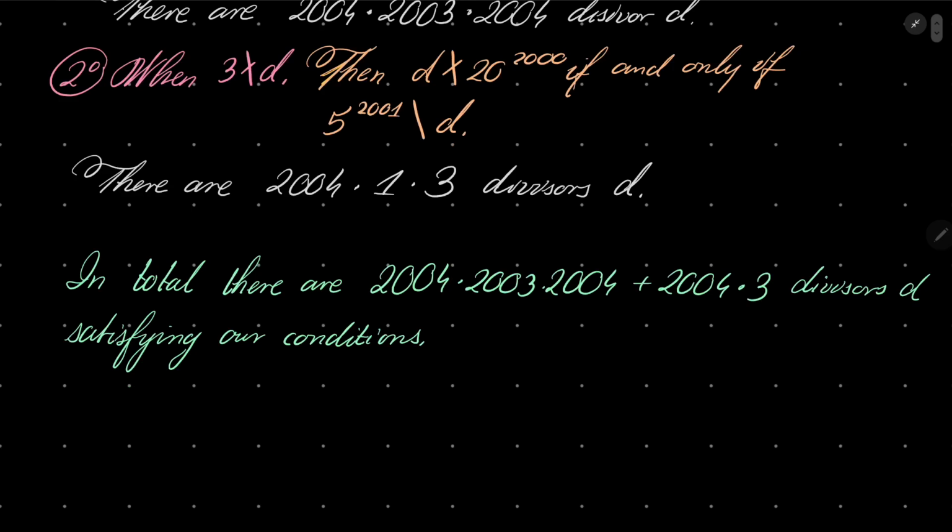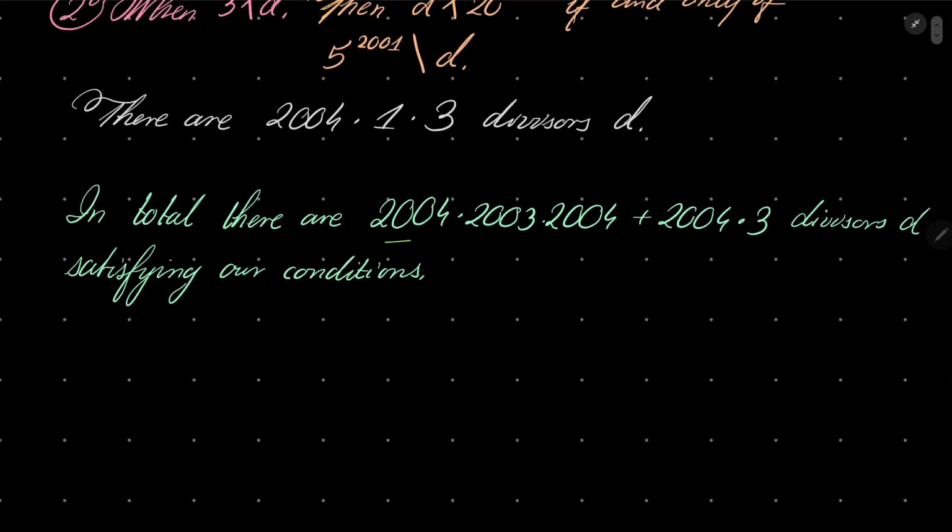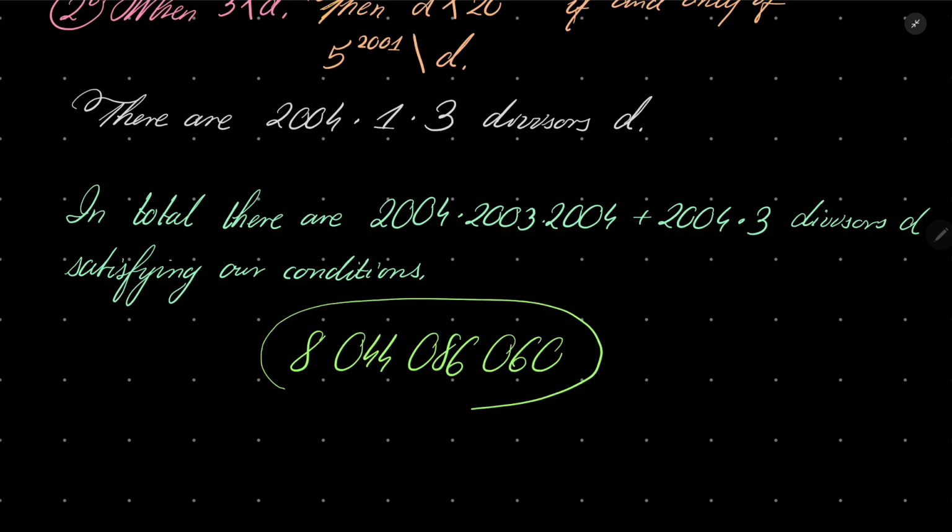And what is this number? Well, it turns out to be pretty huge. This number right here is 8 billion 44 million 86,060. So that is our result. How many divisors are there? That many. Okay, and that's it.